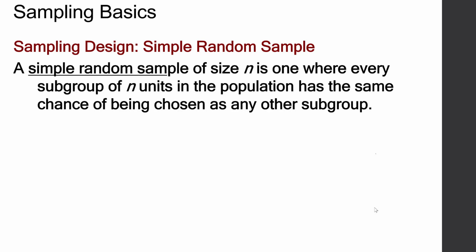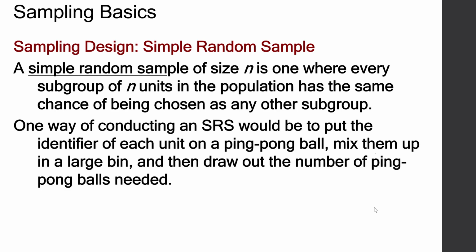Okay, a simple random sample is the most basic type of random sampling scheme. A simple random sample of size n is one where every subgroup of n units in the population has the same chance of being chosen as any other subgroup. One way to think about this is putting all the names into a hat and drawing out your sample, or putting an identifier of each unit on a ping pong ball, mixing them up in a large bin, and then drawing out the number of ping pong balls needed. So it's the most basic type of random sampling scheme.